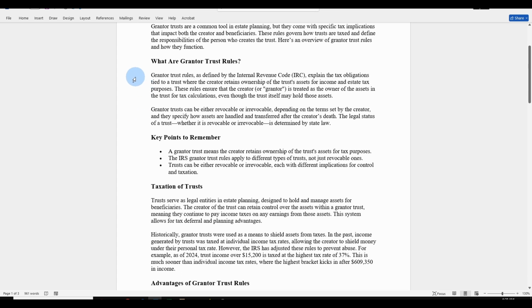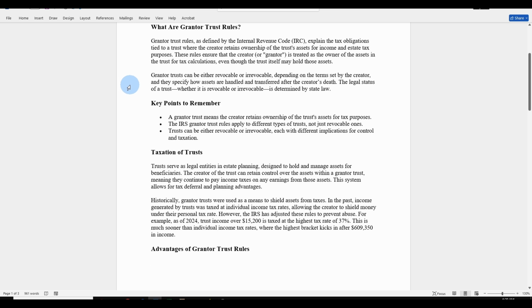What are Grantor Trust rules? Grantor Trust rules, as defined by the Internal Revenue Code, explain the tax obligations tied to a trust where the creator retains ownership of the trust assets for income and estate tax purposes. These rules ensure that the creator, or grantor, is treated as the owner of the assets in the trust for tax calculations, even though the trust itself may hold those assets.